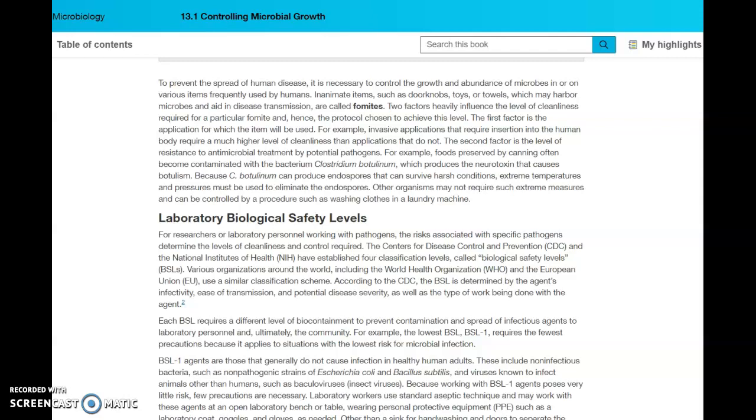In order to prevent the spread of disease, we have to control the growth of microbes on things that we touch, things that we use. And these are called fomites. So doorknobs, toilet handles, cell phones, keyboards, all of these things are called fomites because bacteria or other microbes can live on those, and they're able to transmit disease.